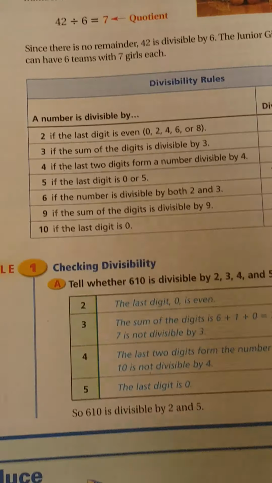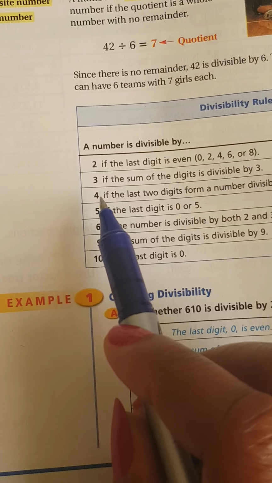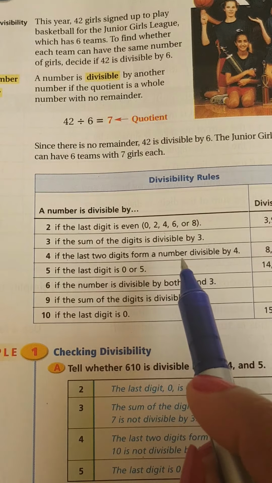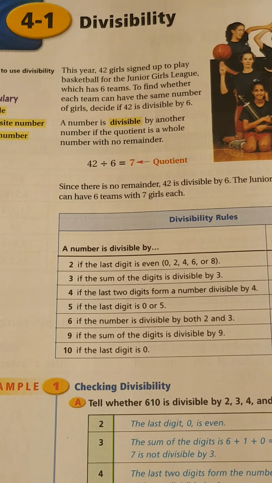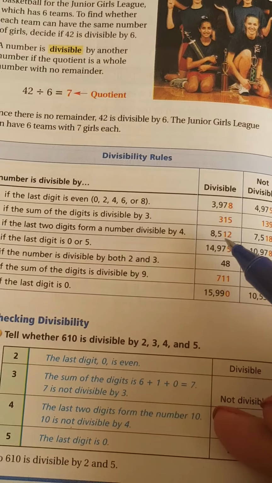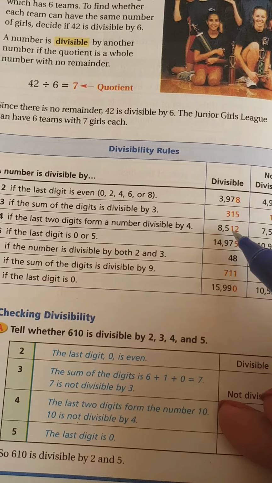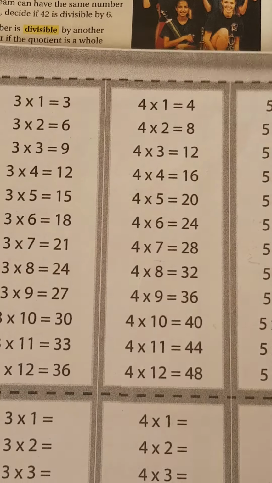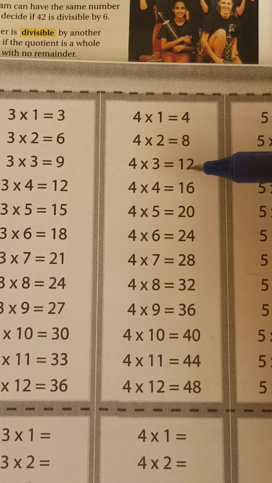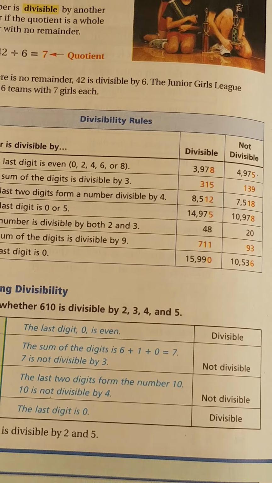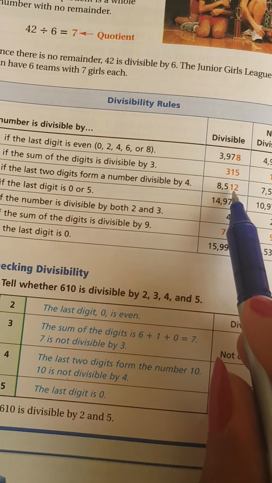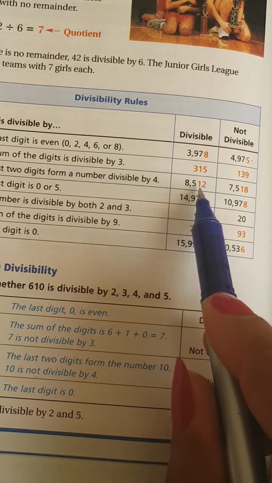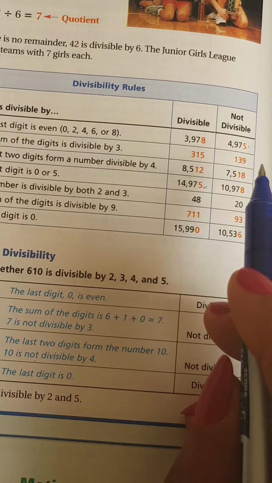Let's check another one. Rules. Number 3 rule is if the last 2 digits form a number divisible by 4. How do you know a number is divisible by 4? You check if the last two, which is 12, 1 and 2, is 12 divisible by 4. Let's check. When you check the multiplication table of 4, do you see 12 there? Yes. So, since 12 is divisible by 4, which means the whole number 8,512 is also divisible by 4.